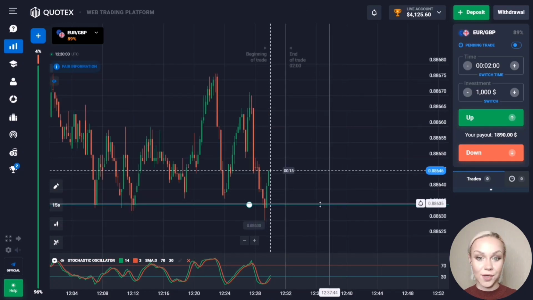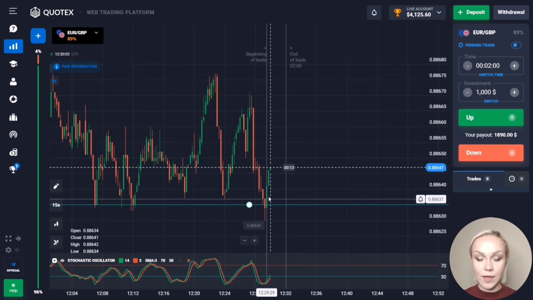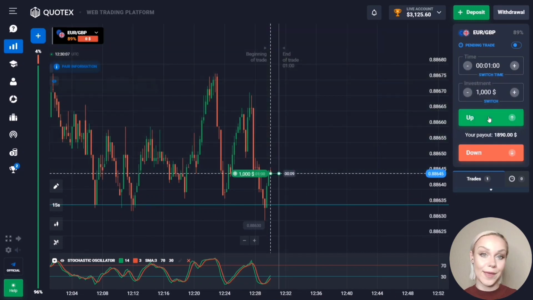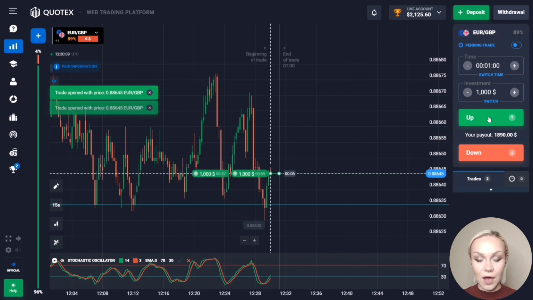Here we have the level of support. We'll also see that there is an upward pullback from the level. Let's open a 1 minute trade for a rise. I think there will be a pullback soon. The price will move up.